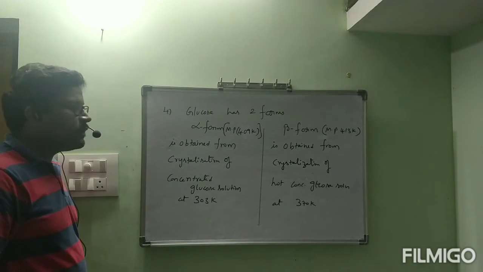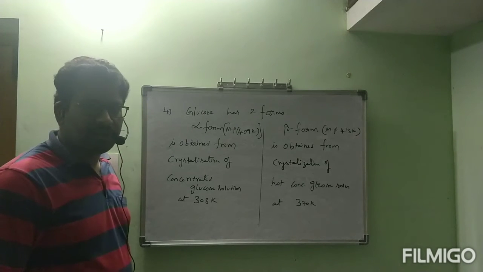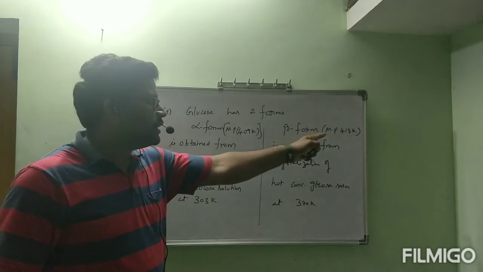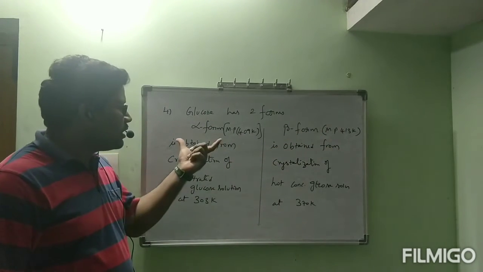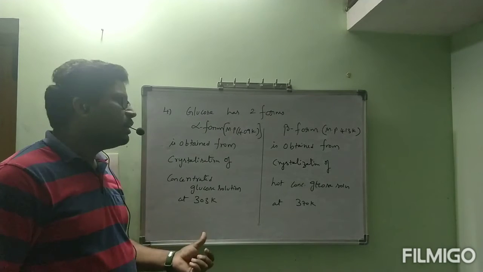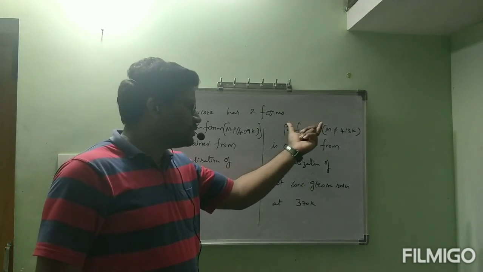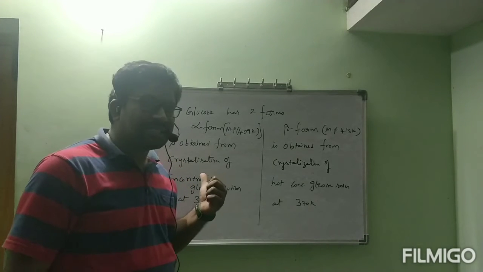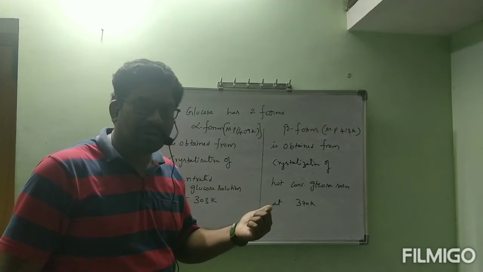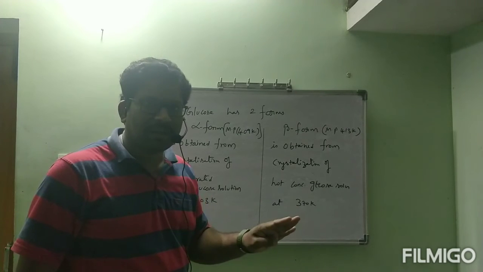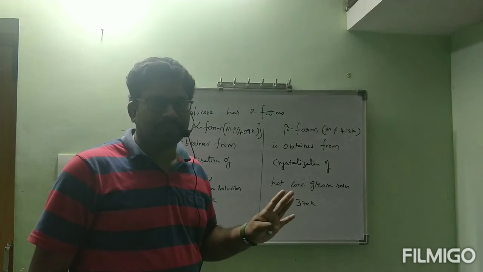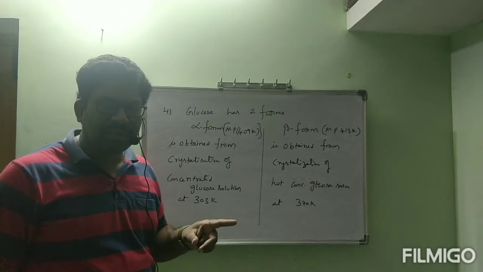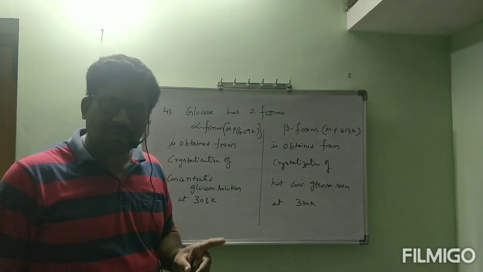Glucose has two forms. What are those two forms? Alpha form and beta form. Alpha form melting point 409 Kelvin. Beta form melting point 413 Kelvin. In what way we obtain the alpha form, I wrote here. In what way we can obtain the beta form, I wrote here. Now, the existence of alpha form and beta form was not explained by the open chain structure of glucose.